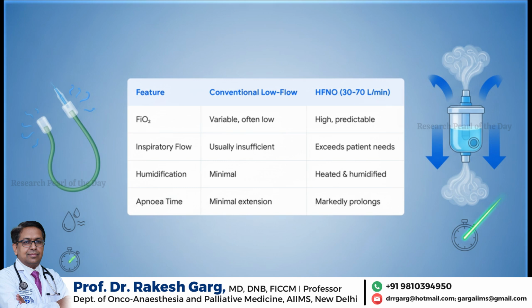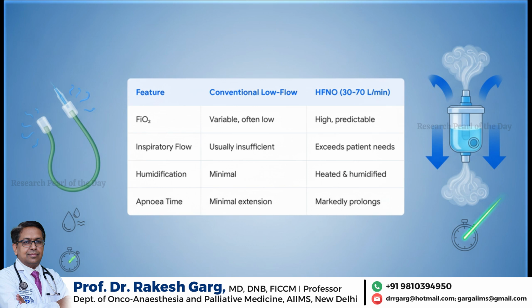HFNO, on the other hand, is basically a fire hose. We're talking heated, humidified oxygen delivered at massive flows, like 30 to 70 liters per minute for adults. It gives you a super predictable inspired oxygen fraction, or FiO2, all the way up to 1.0. And this isn't just about patient comfort, right? It literally doubles your safe apnea time compared to a standard conventional face mask.